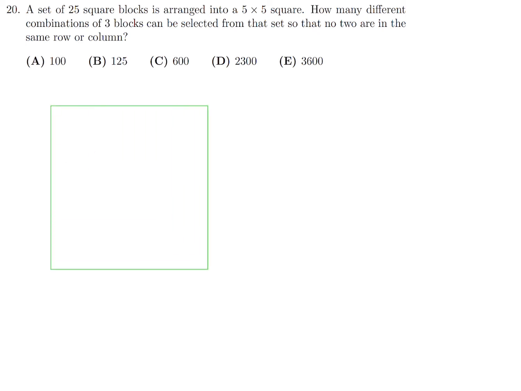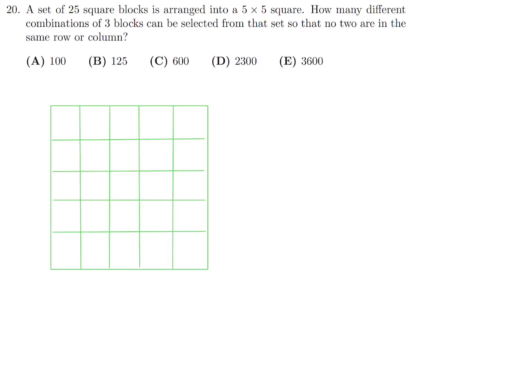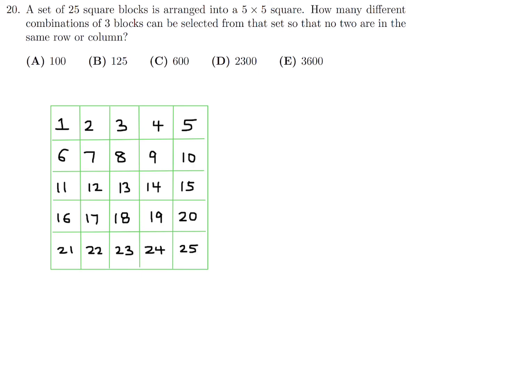So let's make a little diagram here. Let's partition this into 5 by 5. And let's label each of these squares 1 through 25 like this. Okay, so now let's discuss this question. We want to choose 3 blocks. So block number 1, block number 2, block number 3. But the rule is that no two can be in the same row or in the same column.